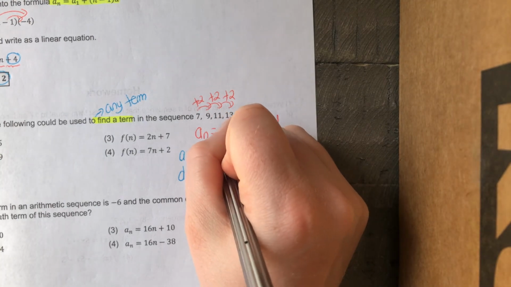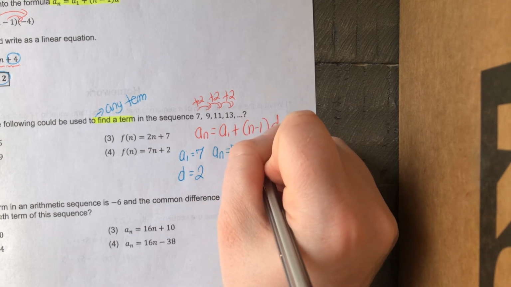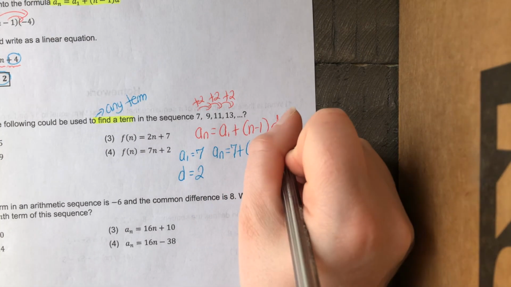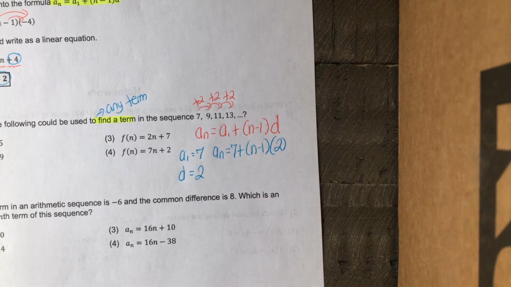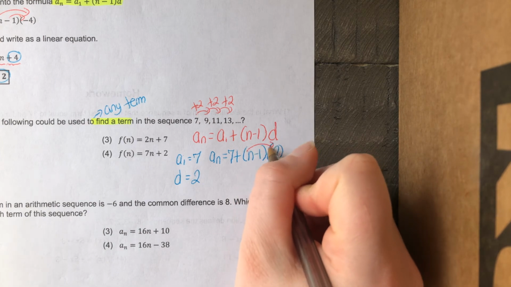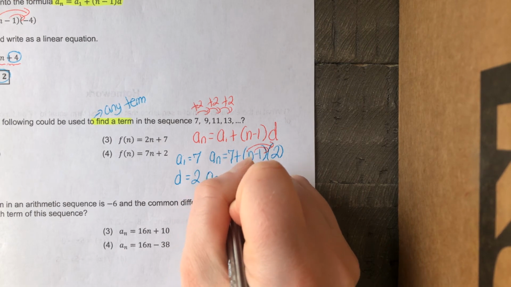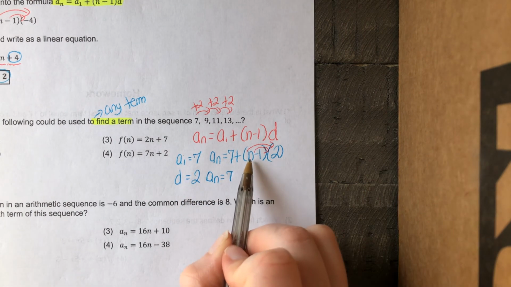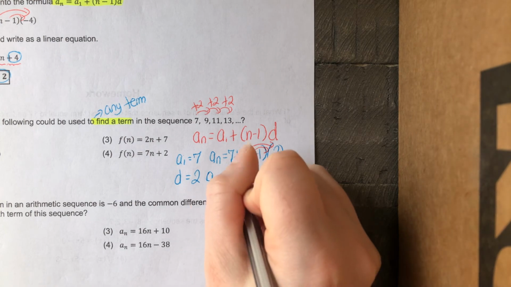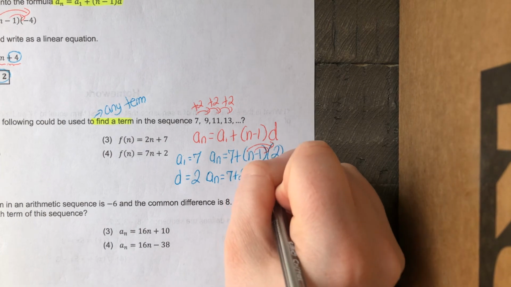So I have a sub n equals the first term, which is 7, plus n minus 1 times d, which is 2. All right, and then just like in my steps from up top, anytime I see parentheses, I should be thinking multiplication. So I'm going to distribute n to 2 and negative 1 to 2. So I have a sub n equals 7, and now I got to ask myself, well, n times 2 is a positive 2n. Negative 1 times 2 is negative 2.